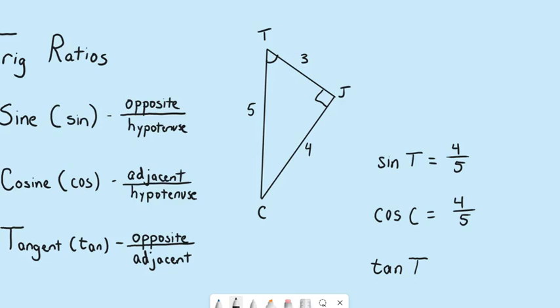And what about tan t? So tan of t, that's going to be opposite over adjacent. So opposite t is 4, and adjacent t is 3. All right, so that's how we represent those 3 functions.